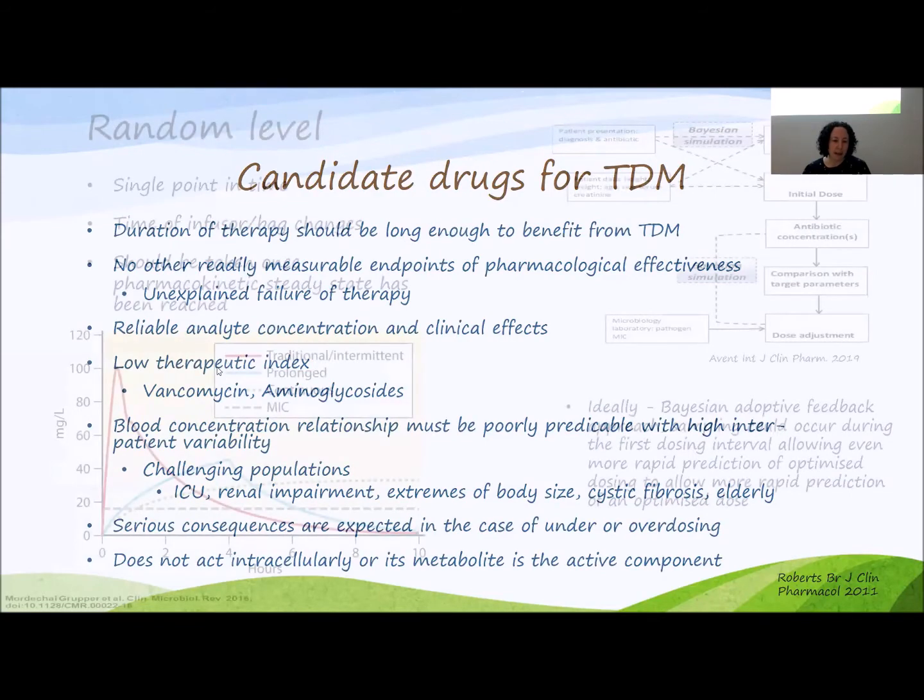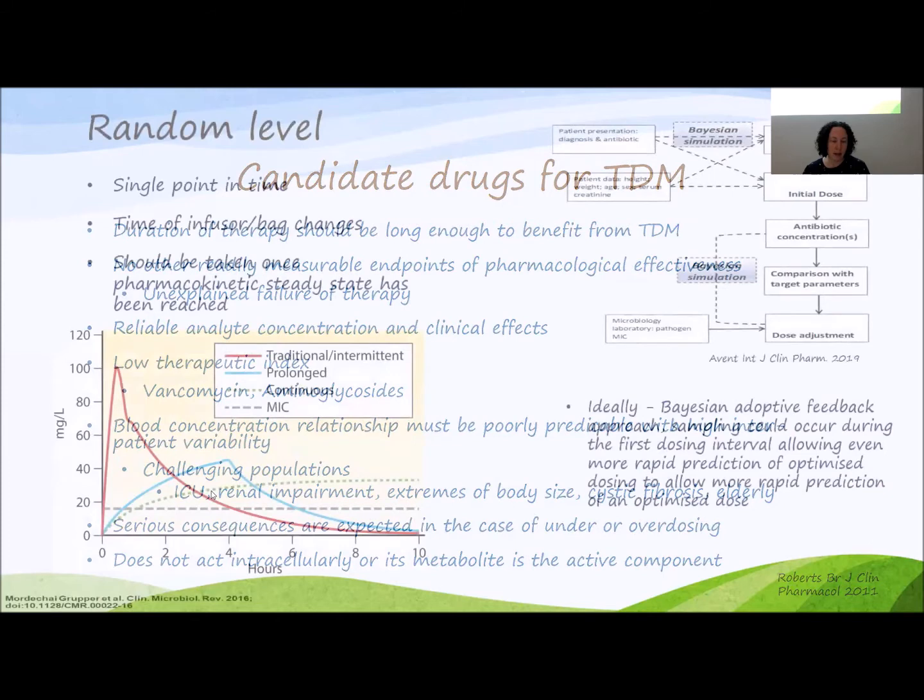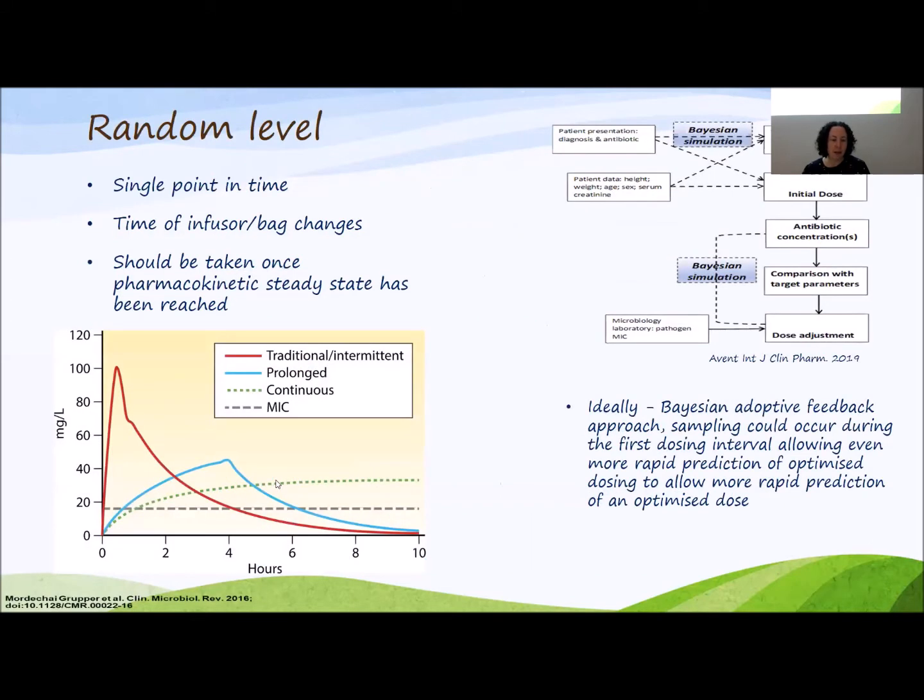So when we talk about HIF and we look at a continuous infusion where the drug levels are represented by the green line on the diagram, you need to remember that sampling is from a single point in time that tends to relate to the time of infuser or bag changes when the nurse is able to see the patient. And it's normally taken after a 24-hour period when the dose is adjusted, once we've reached steady state.